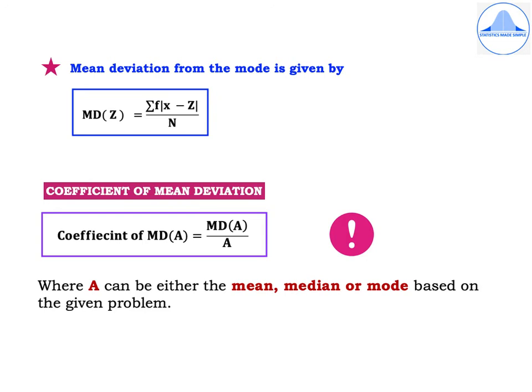And the coefficient of mean deviation has the formula: coefficient of MD of A is equal to MD of A divided by A, where A can be either the mean, median or mode based on the given problem. Now you will understand this entire concept when we solve problems in my next video.